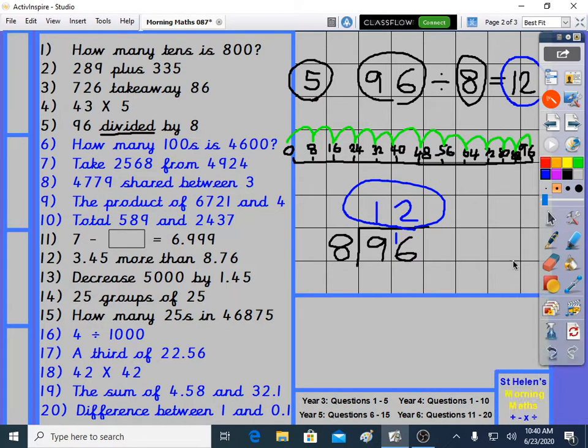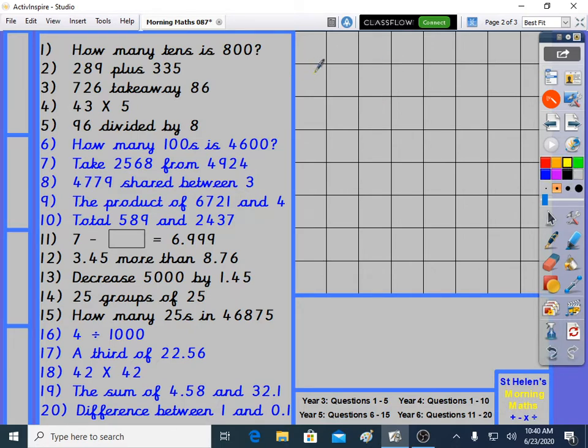Right. Question 6. Now we're going to year 4 level. Quite like writing in yellow, actually. Question 6. How many hundreds is 4,600? Units, tens, hundreds is what we need. Don't need thousands this time, but anyway. If it was units, it would be 4,600 units. If it was tens, it would be 460 tens. If it's hundreds, it's 46 hundreds. So the answer is 46 hundreds.